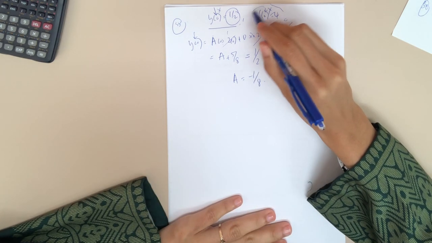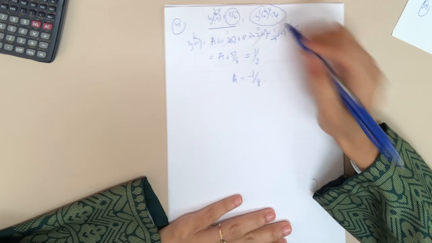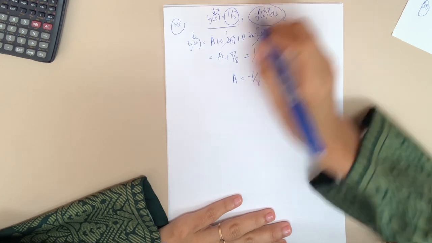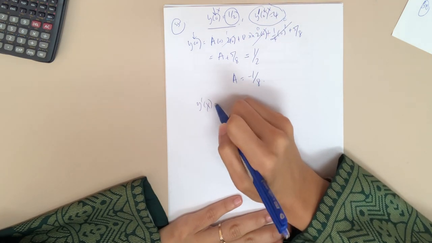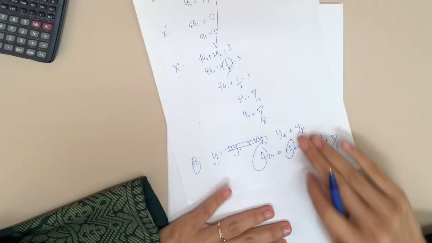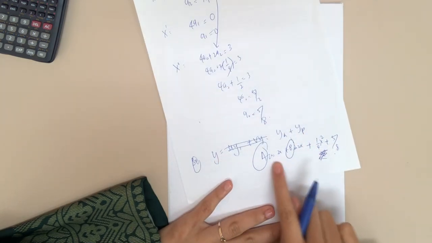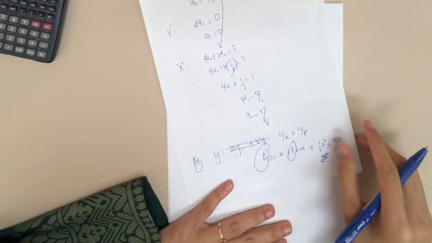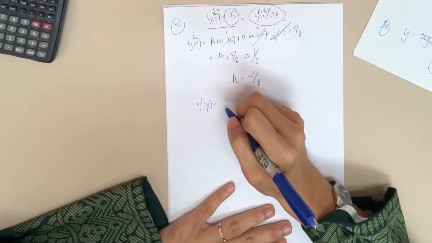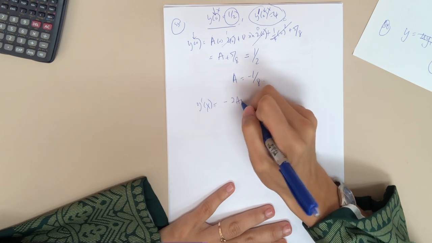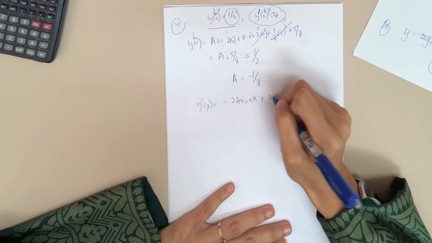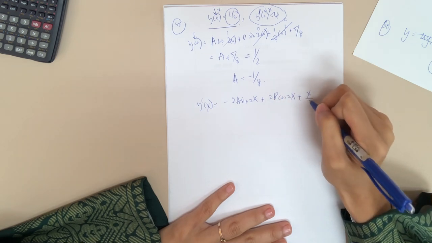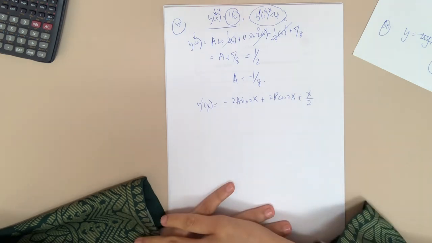We need to use the second initial condition here, and you can see clearly that it has y prime. It means that you need to find y prime first, by using your equation y here. Now you need to differentiate this equation with respect to x. So we have y' = -2A sin 2x + 2B cos 2x + x/2.